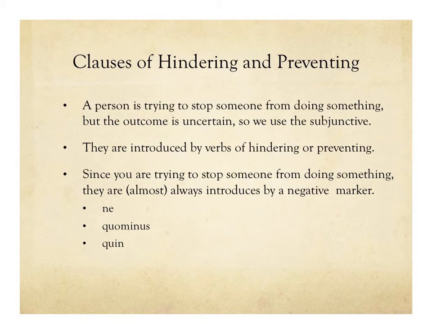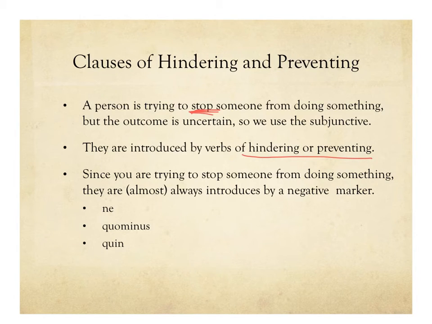Now, clauses of hindering and preventing are similar in that they follow the same kind of sequence of tenses using either the present or the imperfect subjunctive, and they are introduced by verbs that describe some kind of hindering or preventing. That is, the subject of that verb is trying to stop someone from doing something. And so the outcome is uncertain. You hope that they'll stop doing whatever it is you want them not to do, but you can't be sure of it. And so that's why we use the subjunctive. And just like indirect commands, they are introduced by special verbs that indicate that you're hindering or preventing someone.